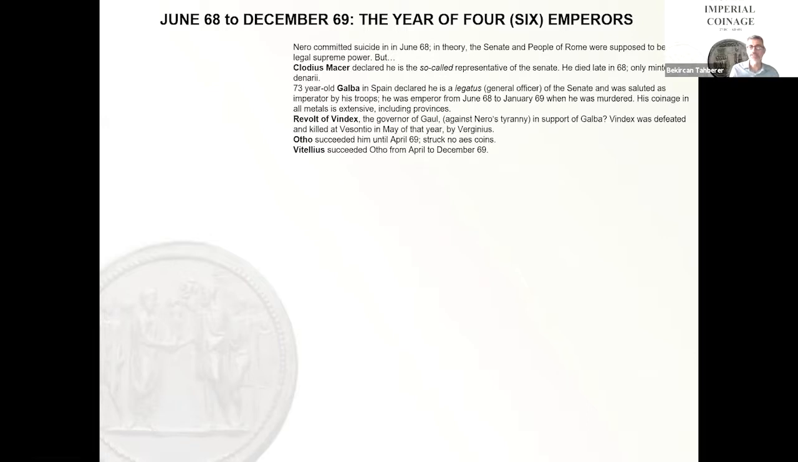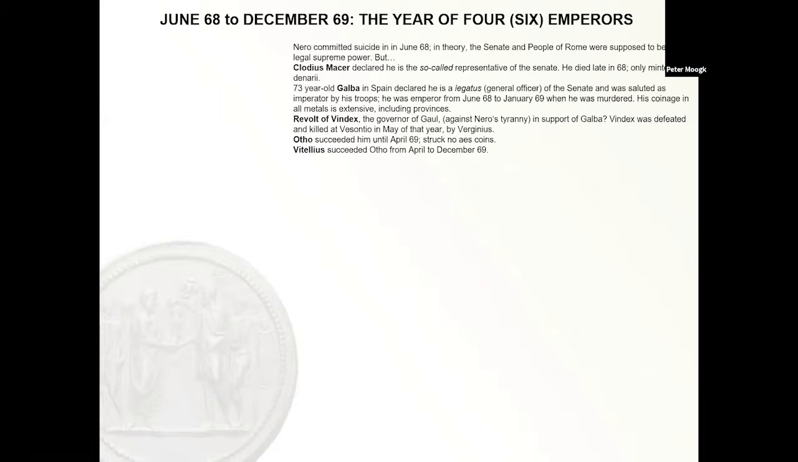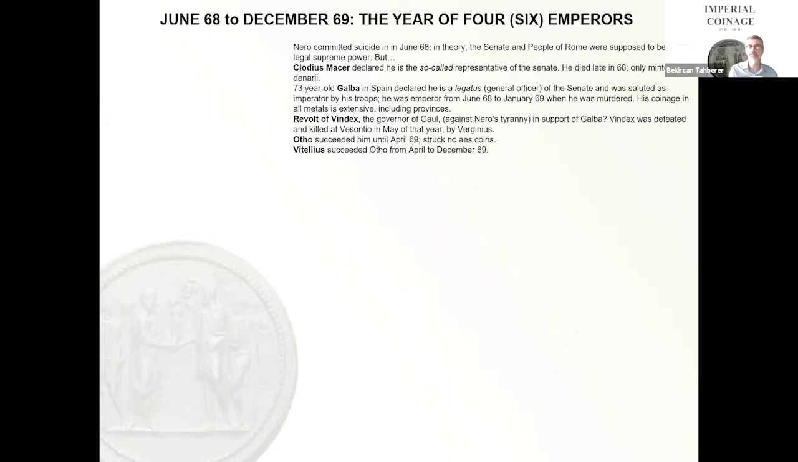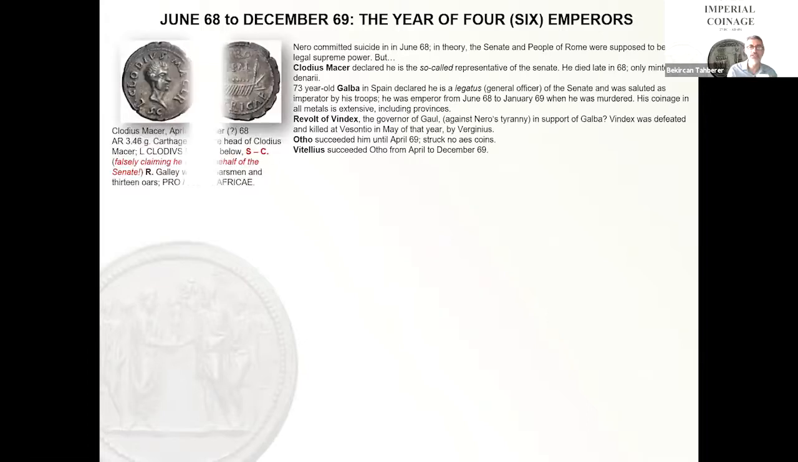In theory, the Senate and the people of Rome were supposed to be the legal supreme power, but Claudius Macer declared he is the so-called representative of the Senate. However, he died late in 68, only minted denarii during that time, which we can see here.